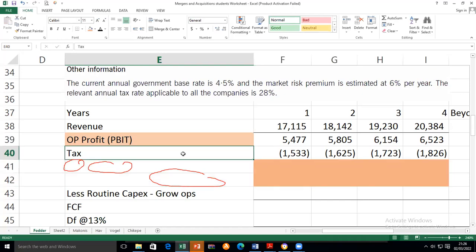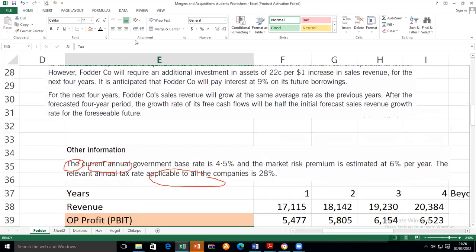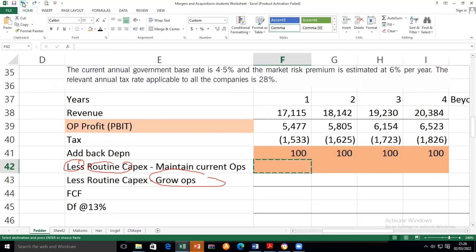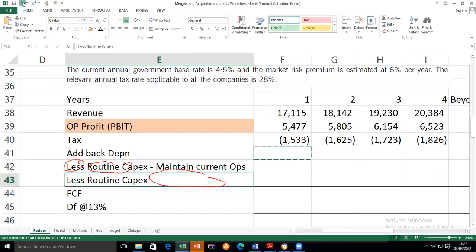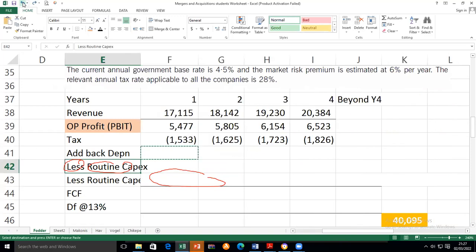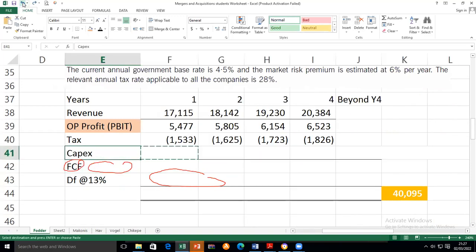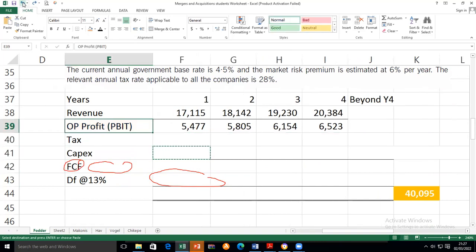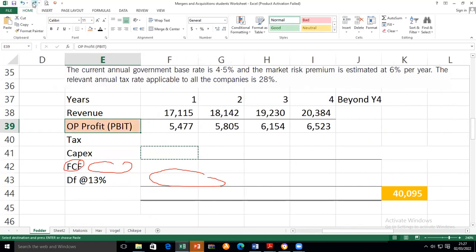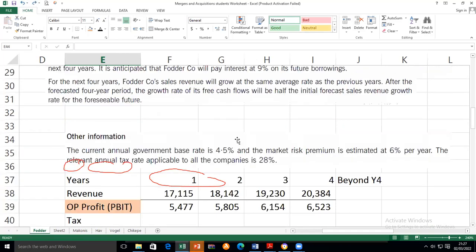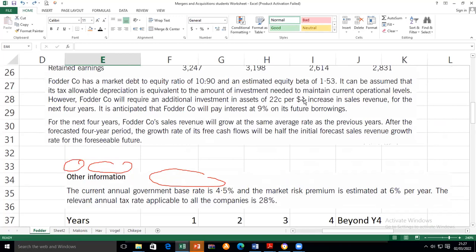Have we followed the story? That's the meaning of that. So the only capital expenditure that we need then is the one to grow our operations. That's the only one we need. Is that okay, people? And what is it? Let's pick it up: 22 cents per $1 increase.